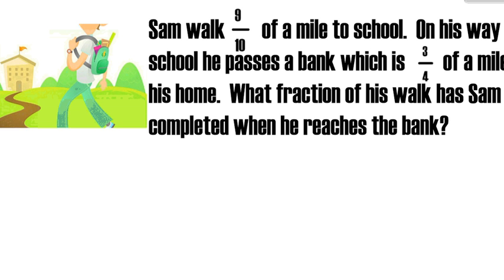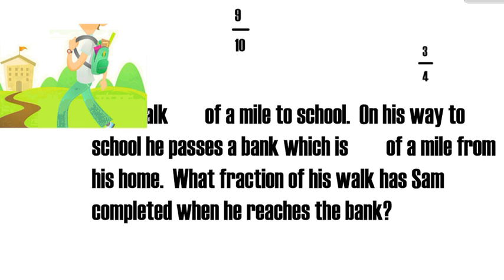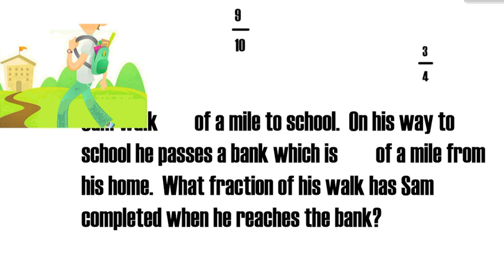It says Sam walked 9/10 of a mile to school. On his way to school, he passed a bank which is 3/4 of a mile from his home. What fraction of his walk has Sam completed when he reached the bank? All right. So it takes him 9/10 of it. On his way to school, he passed a bank which is 3/4 of a mile from his home. What fraction of his walk has Sam completed when he reaches the bank?